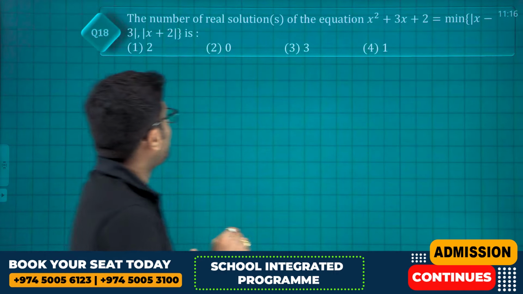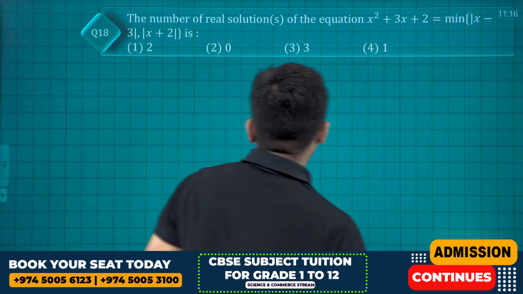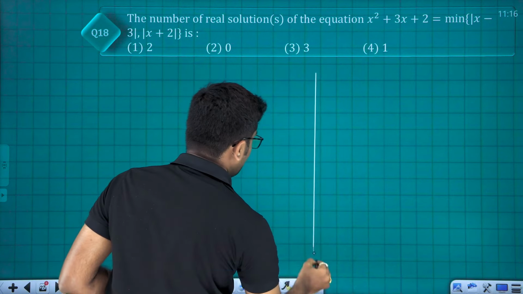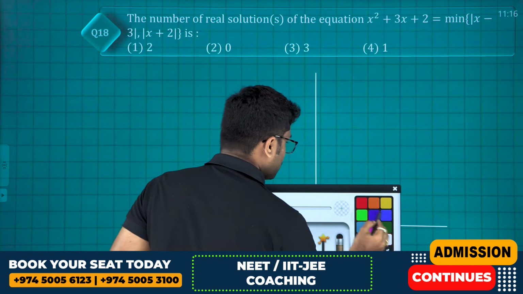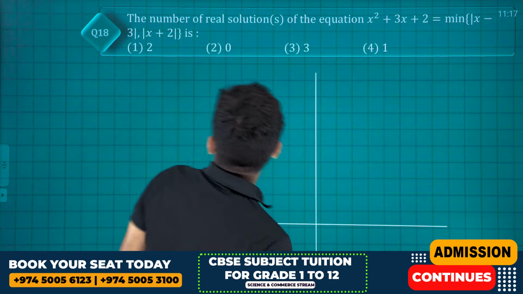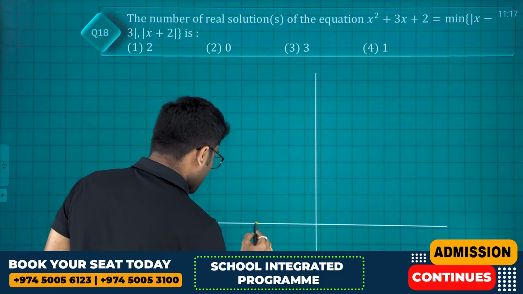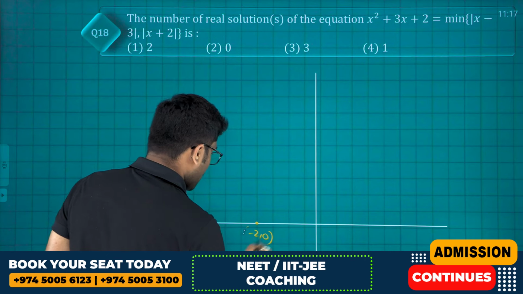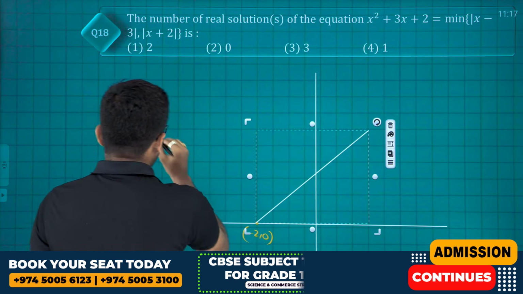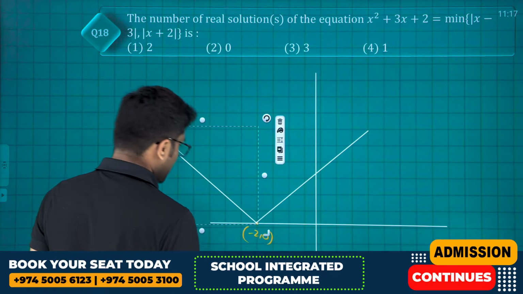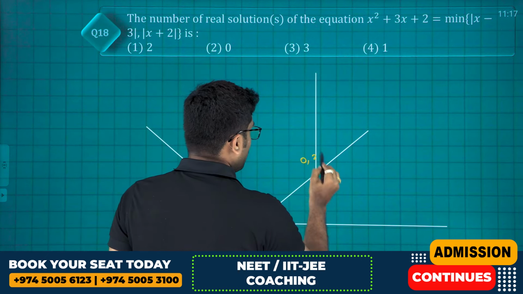The number of real solutions of the equation x square plus 3x plus 2 equals the minimum of mod x plus 2 and mod x minus 3. First we'll try to plot this one. Clearly, mod of x plus 2 has its vertex at x equals minus 2, the point minus 2 comma 0. This is the graph of y equals mod of x plus 2, and if x is 0, y equals 2. This is the point 0 comma 2.